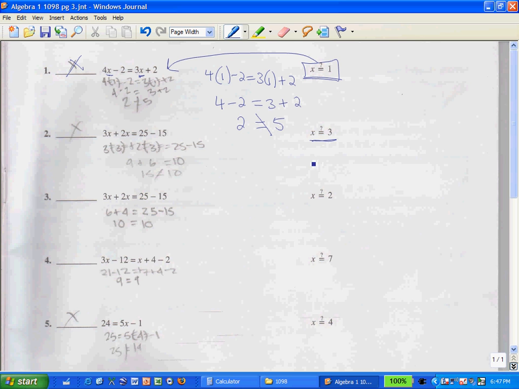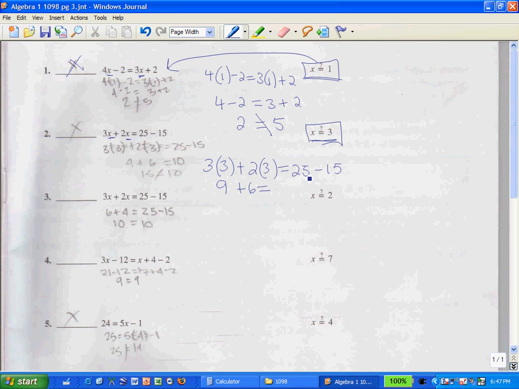Now let's see if x equals 3 in this equation. Wherever we see x, we're going to plug in the number 3, and when we're done working it out, we should have the same number on both sides if x is really 3. So we get 3 times 3 plus 2 times 3 equals 25 minus 15. 3 times 3 is 9 plus 6 equals 25 minus 15.